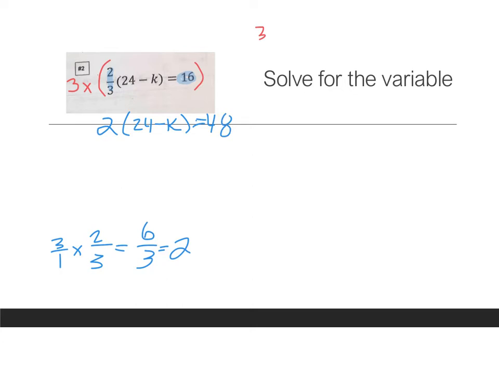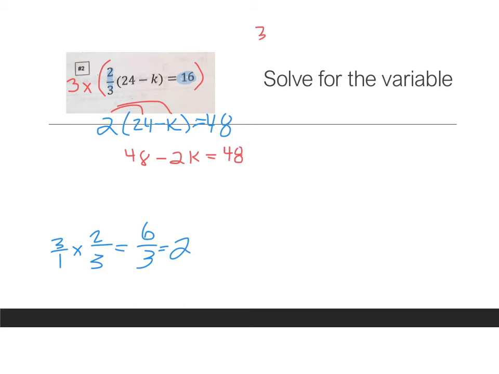So once I multiply everything by that common denominator, let me erase my work here, you're left with whole numbers and you don't have to work with fractions anymore, which just makes my life a little bit easier. Again, it's just preference. So now I'm going to distribute. I'm going to multiply inside of my parentheses like I would have anyways. So 2 times 24 is going to give me 48. And then minus 2 times k is going to give me 2k equals 48.